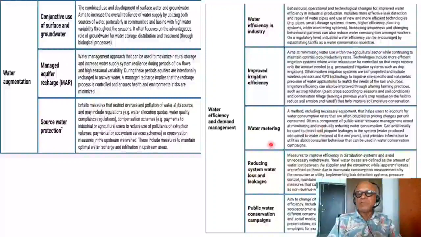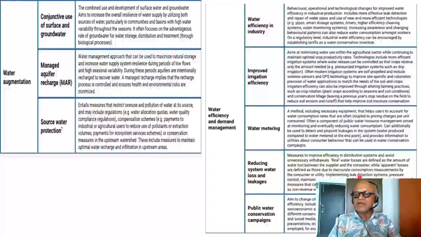to manage agricultural irrigation efficiency much better. Water metering, a method including necessary equipment that helps users to account for water consumption rates that are often coupled to pricing charges per unit consumed, so that when there is too little water, you ramp up the penalties or tariffs on water use to incentivize more economic water use. So you even be careful while taking a shower, for example. Reducing system water loss and leakages, measures to improve efficiency in distribution systems and avoid unnecessary withdrawals.